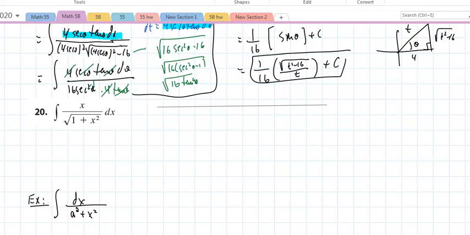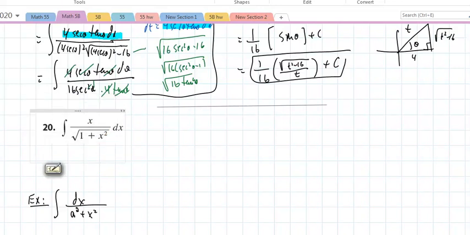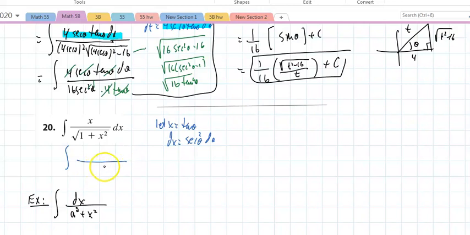Next problem up, I'm looking at problem number 20, and if I want to integrate this problem, I could start right away by saying, well, hey, let x equal tan of theta, dx is secant squared of theta d theta. I'm just warning you to really pay attention to the u sub every time.